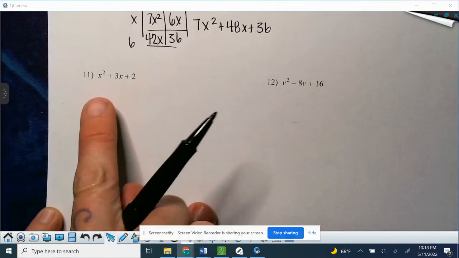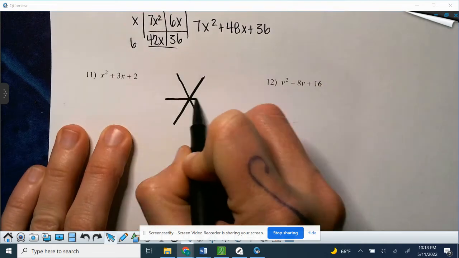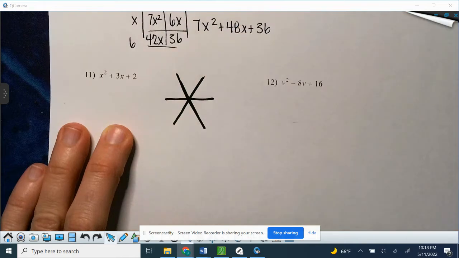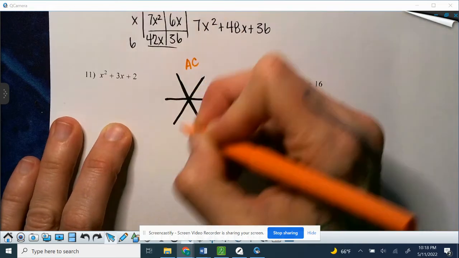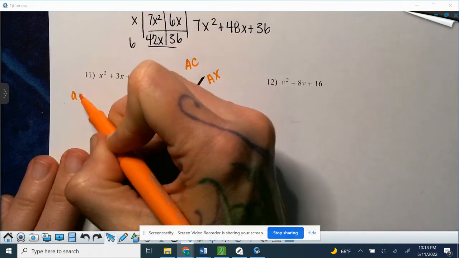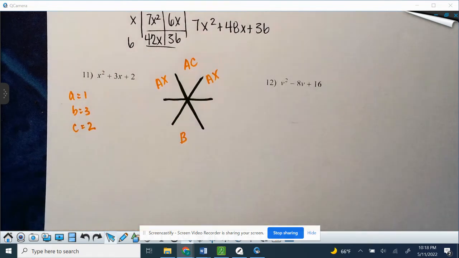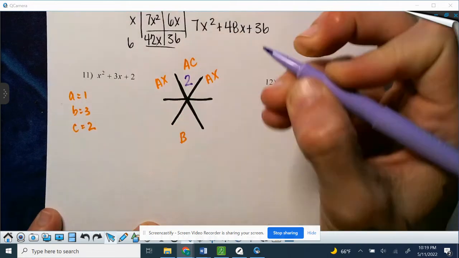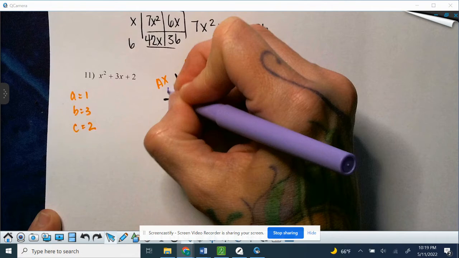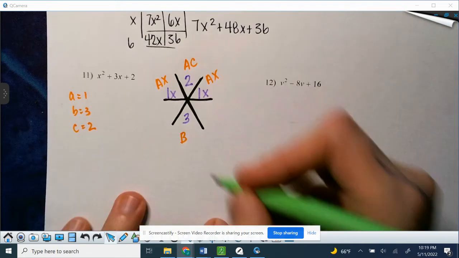Now, this A is 1. These should be really simple, but just to show you how the big star actually works for those as well. Same idea. So AC goes on the top, same thing. So A times C, B, A times X, A times X. So A is 1, B is 3, and C is 2. So A times C is going to be 2, because 1 times 2 is 2. And then B is 3, 1x, 1x. So I want to know, what did I multiply together to get 2, that add or subtract together to get 3? So that's going to be 2 and 1.